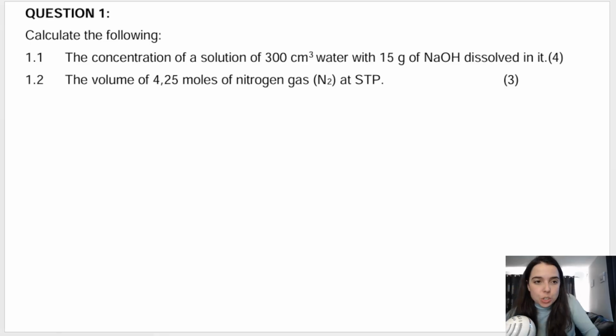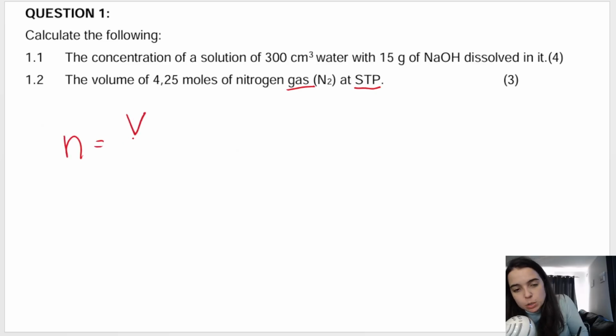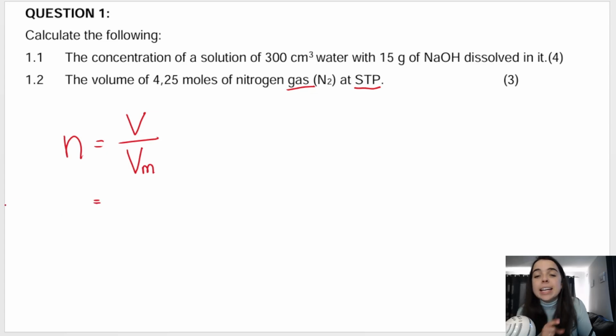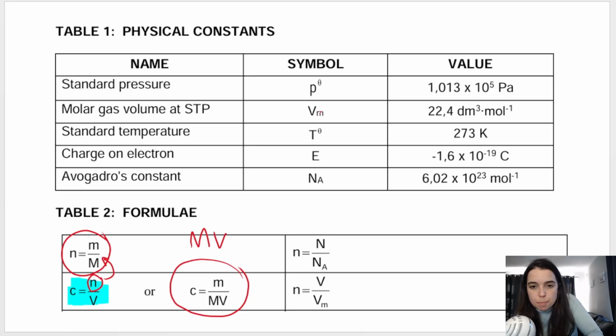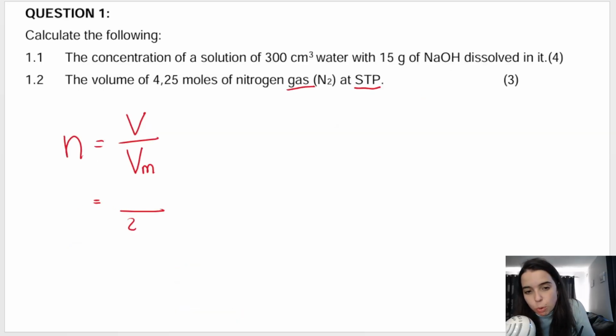Now remember, as soon as you see STP and as soon as we're working with gases, we know we're going to use the following formula: n equals V over Vm. At STP, which is standard temperature and pressure, Vm is molar volume. At STP, it has a set value, 22.4. It'll always be 22.4 if the experiment or the reaction takes place at STP, which it does.